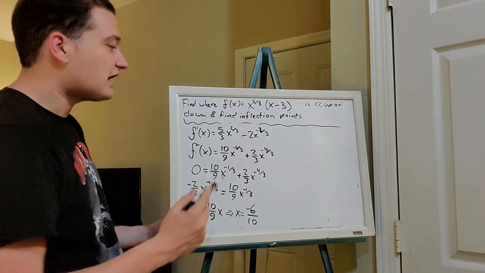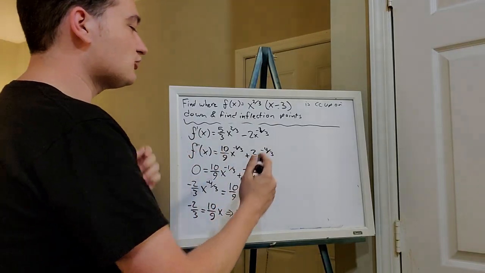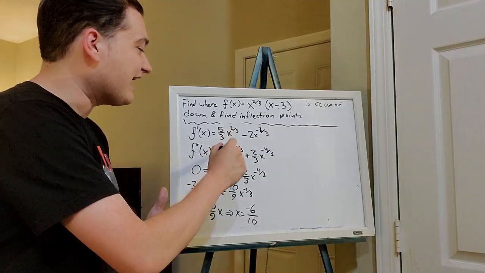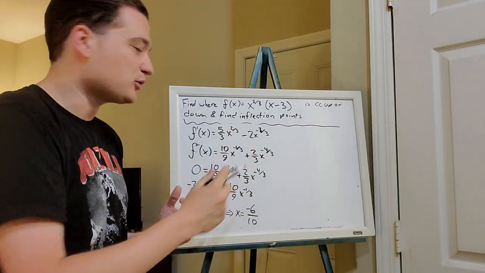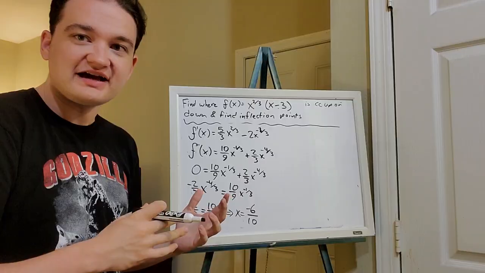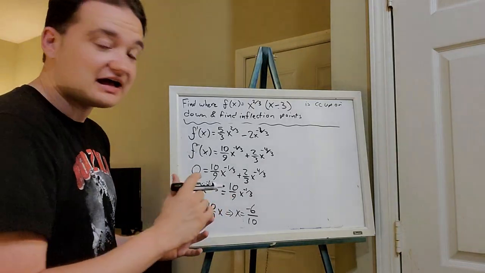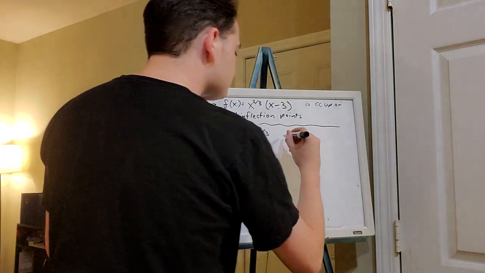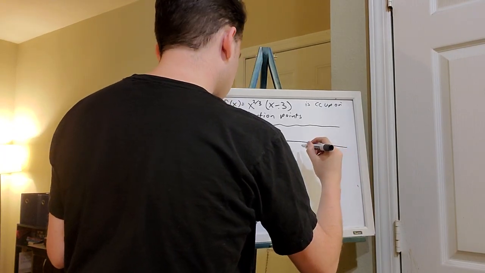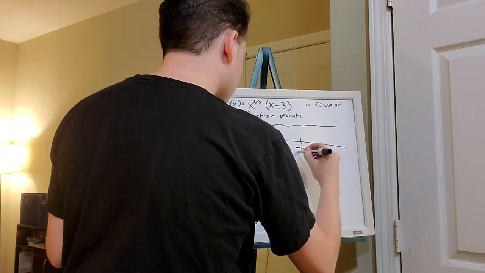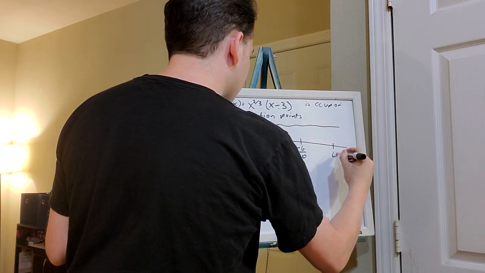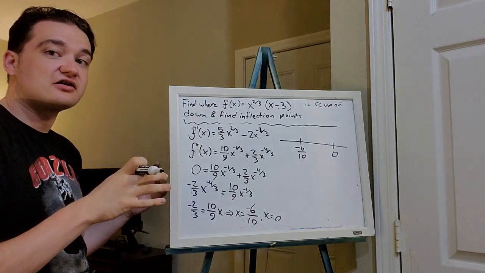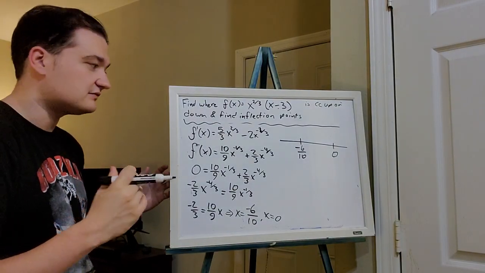Pretty cool. And also, where does the second derivative not exist? Surprise, surprise, x equals 0. We have negatives for exponents. We have x's in the denominators. X cannot equal 0. So that's another critical point. Okay, so we're going to have negative 6/10, and we're going to have 0. And, as always, we're going to plug in points from these intervals, see what's going on.